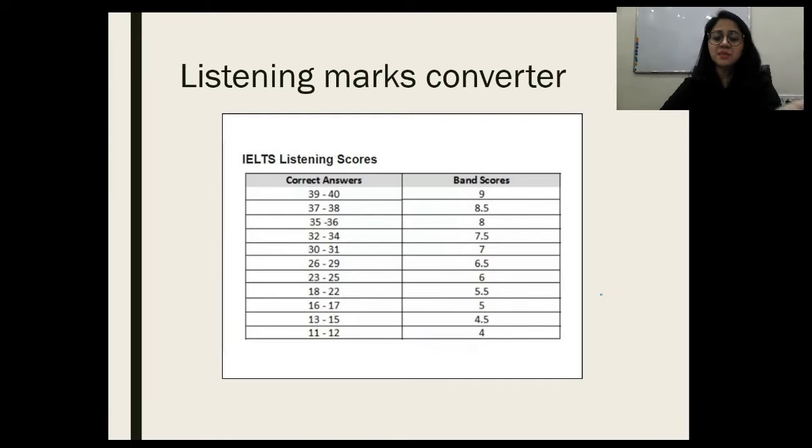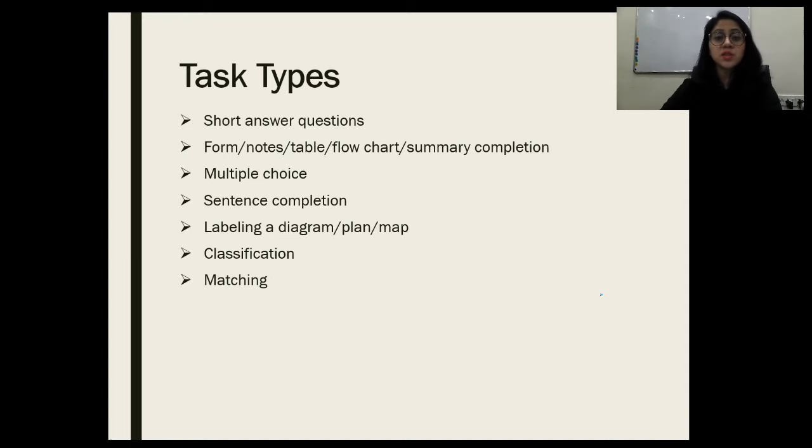Now, this is the listening marks converter for all of you. You can see the number of correct answers that you get. That's how it translates into your band score. So I'll give you a very random one: 26 to 29 would be 6.5. Task types: short answer questions, forms, notes, table, flowchart, summary completion, multiple choice, sentence completion, labeling a diagram, plan, map, classification, matching. Now, some of these are very similar to reading question types too.